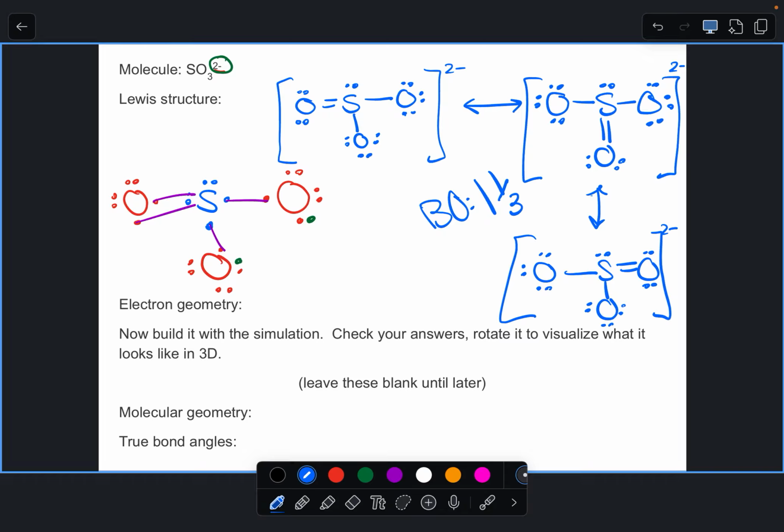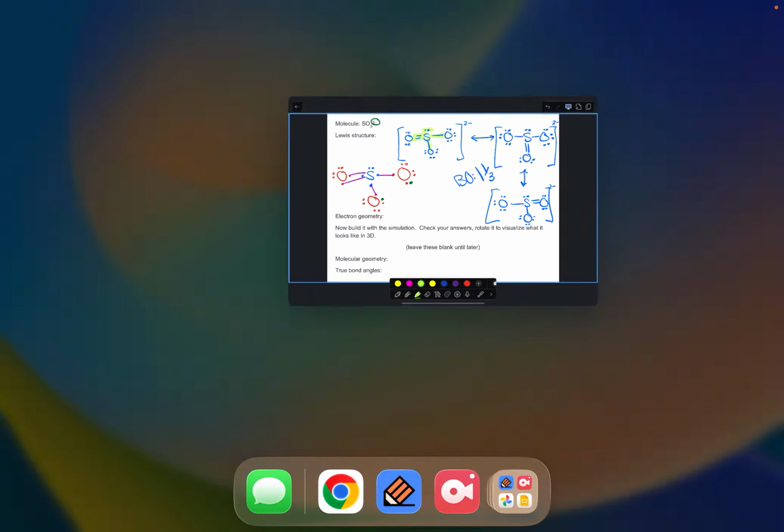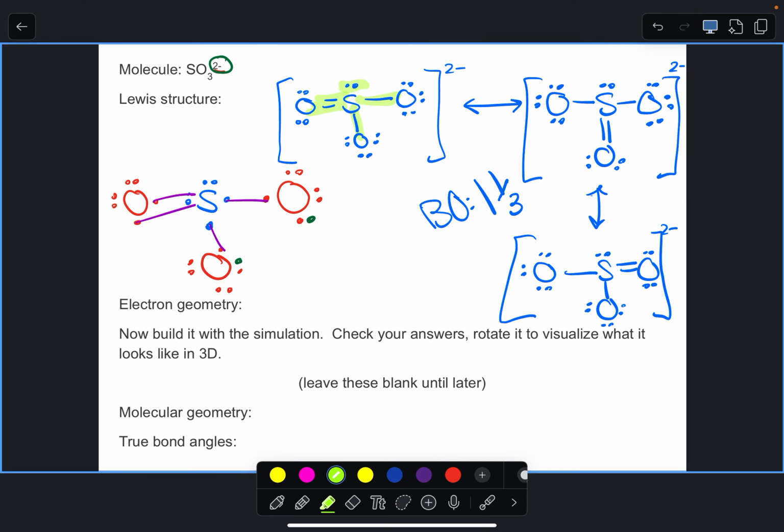Okay, so 4 groups here. The sulfur is overfilled again, not a problem. One of them is a double bond, 2 are single bonds, and there's a lone pair. So 4 total groups. So I know right off the bat, before I even look at the shape, that if it's 4 groups, the electron geometry is tetrahedral. The bond angles are going to be somewhere around 109.5. We don't know exactly because we haven't thought yet about the lone pairs, but they're going to be close to 109.5 simply because there are 4 groups.